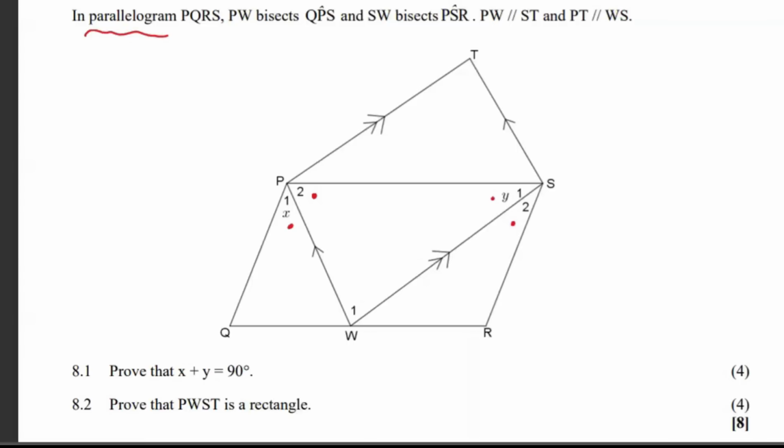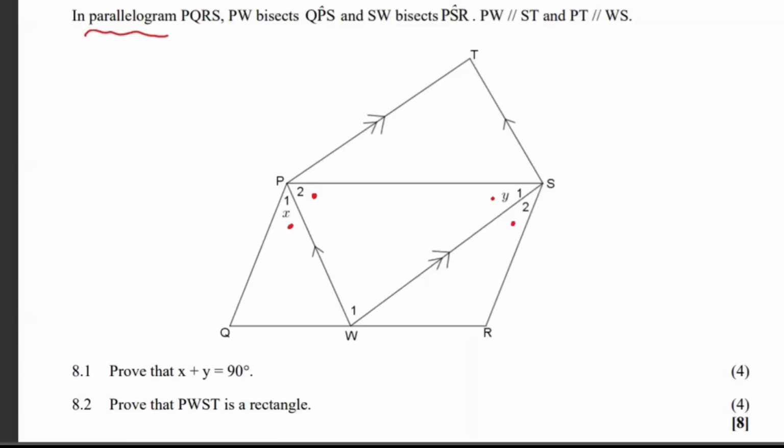Then PW is parallel to ST, and then PT is parallel to WS. Then 8.1, they want us to prove that X plus Y is 90. We need to prove that X plus Y is 90.